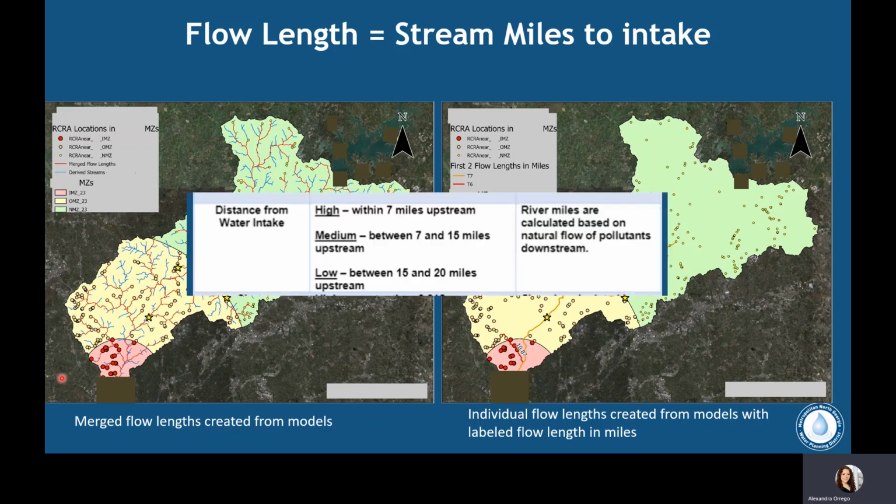These lengths were then ranked based on the following classifications. So again, we didn't change these classifications. It was taken straight from the EPD implementation guidance, and we followed that.